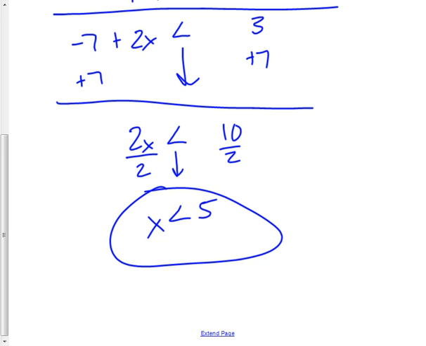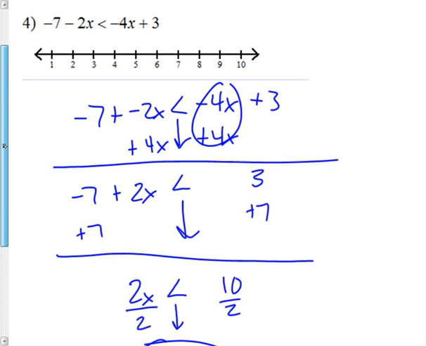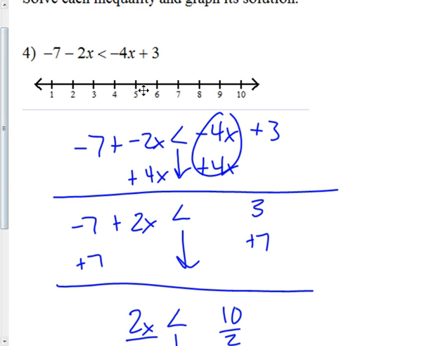So notice here we have x is less than 5. It does not say equal to, but x is less than 5. So let's put an open circle at 5, and we want to be less than 5, so it's going to go this way. Okay.